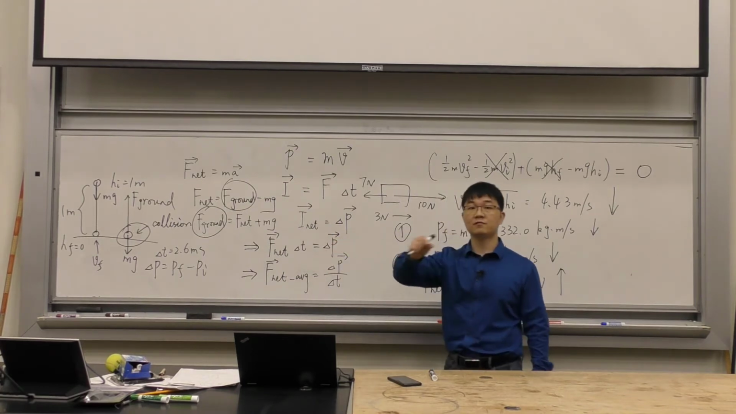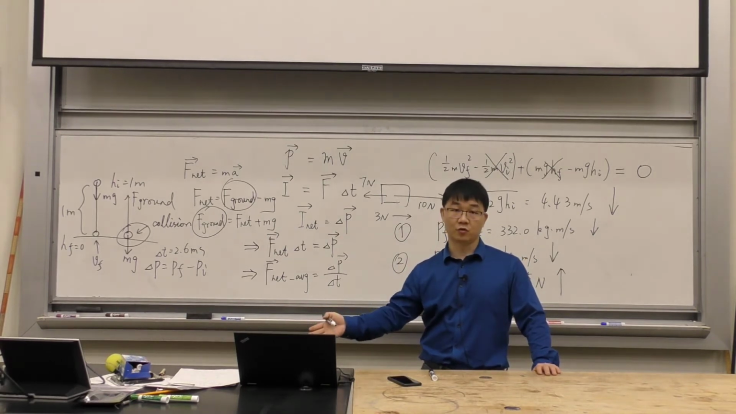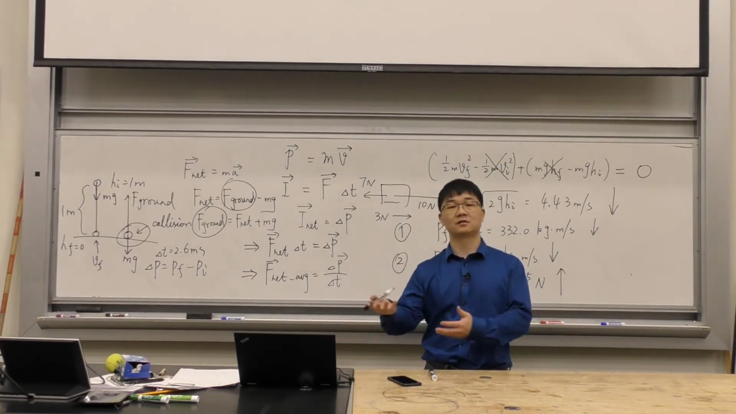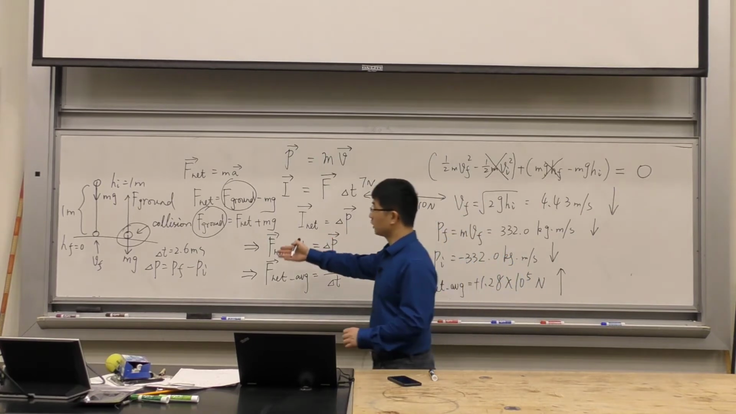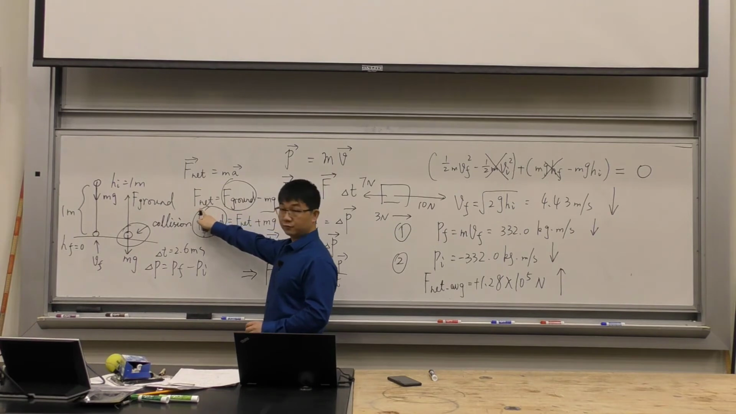If there's only one force on this object, then the net force will be that force, because there's only one force on it. Nothing's going to cancel that. But here there are two forces on it. You're looking for one of those forces. You're not looking for the net force.